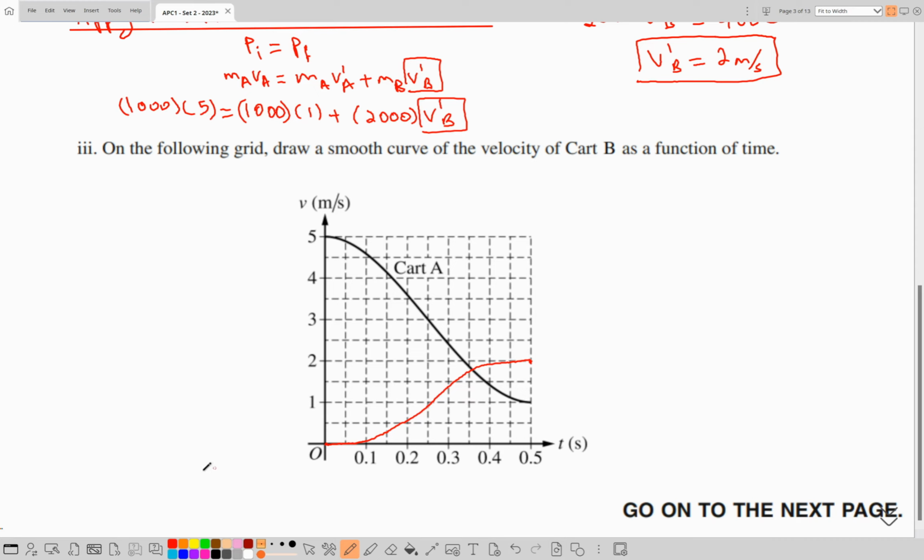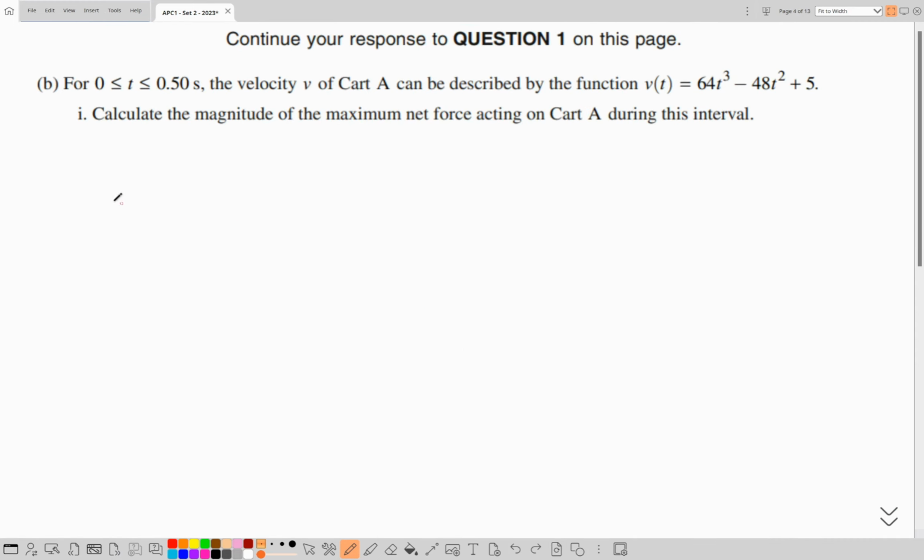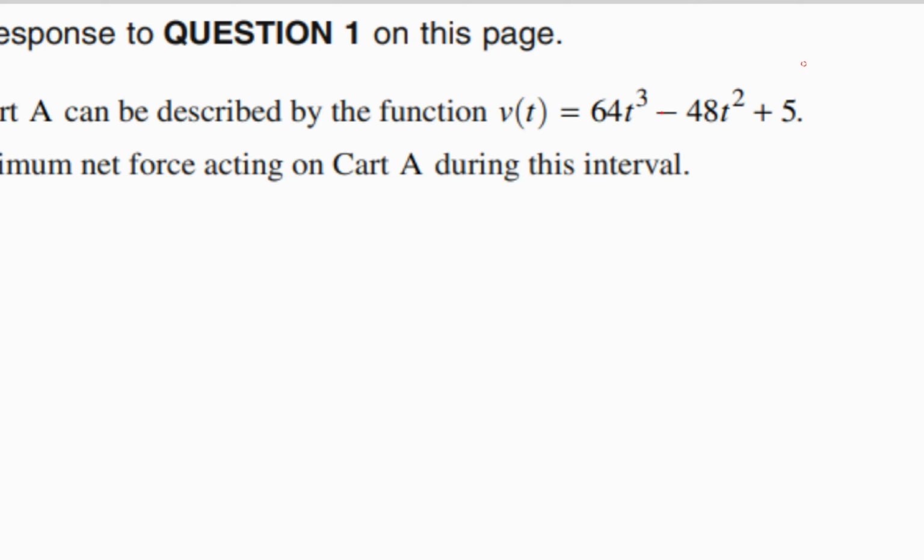Alright. Now, going on to the next page, they're telling you that between 0 and 0.5 seconds, the velocity of cart A can be described by a function which is cubic. And here let me make some comments. Because the velocity is cubic, the kinematics given by uniform motion and uniform varied motion break down, because they only work whenever the velocity is linear, which means uniform varied motion, or constant, which means uniform motion.